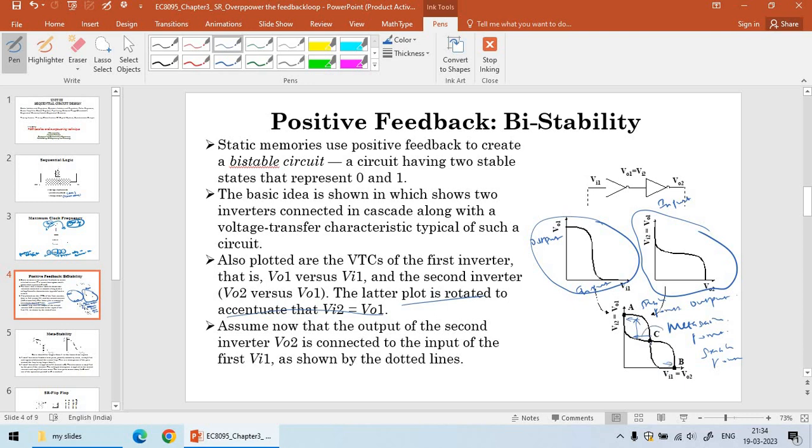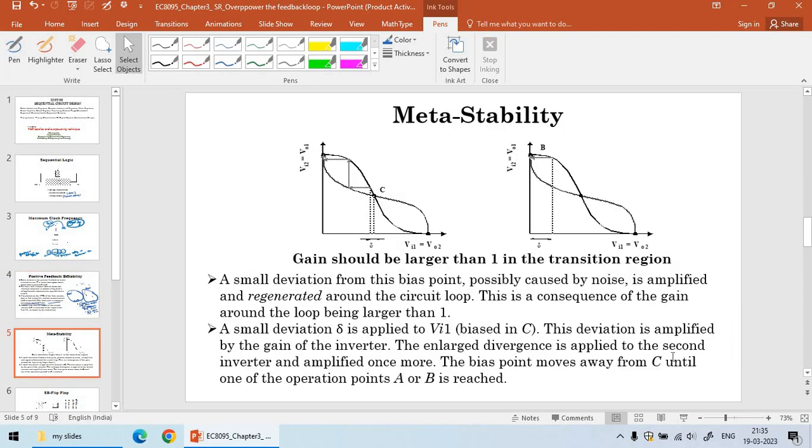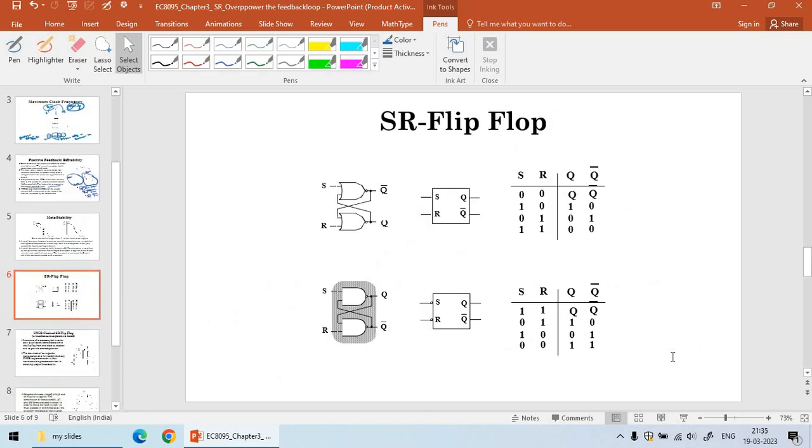So in this case the loop gain at point C will be maximum, and points A and B will not have much loop gain, which is less than 1, so they will be considered as stable states because the loop gain is less than 1 in stable states A and B. In the case of the metastable state the gain is maximum, so when you have a disturbance it could either go to stable state A or it could go to stable state B. That is what is being explained here.